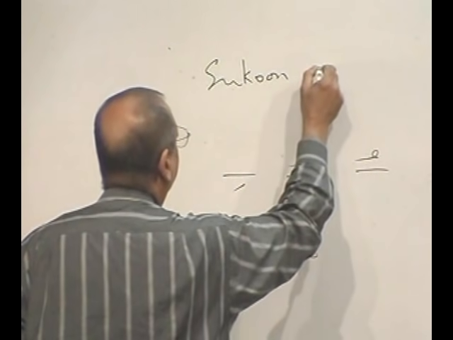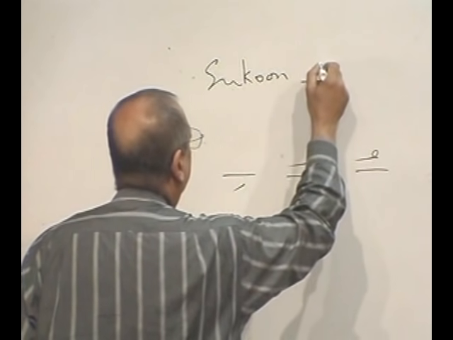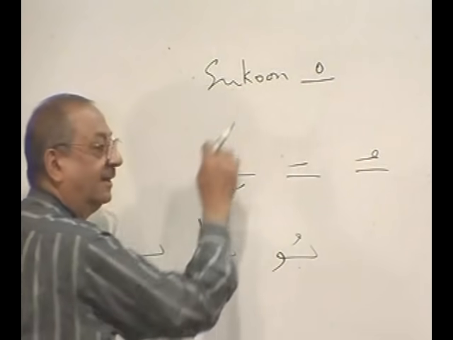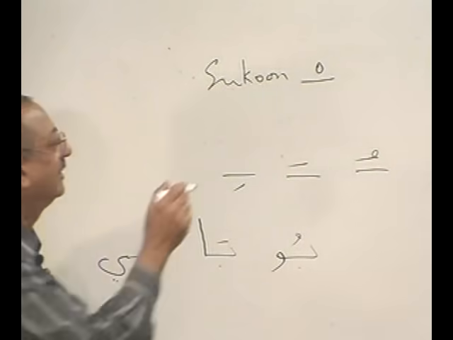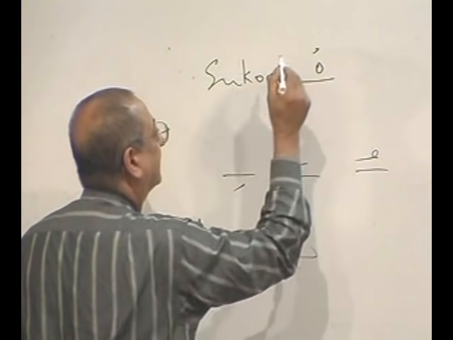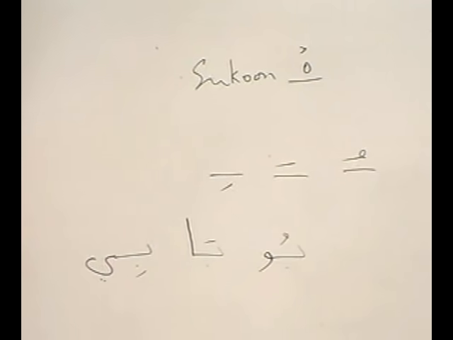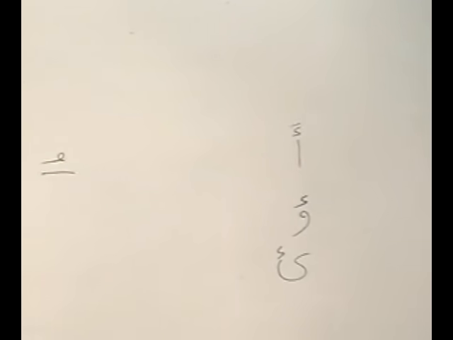Are you with me, brothers and sisters? There are many ways of writing Sukun. Sometimes it is like a tiny circle. Sometimes they write like this. But I prefer the tiny circle because it's better when you want to understand properly.